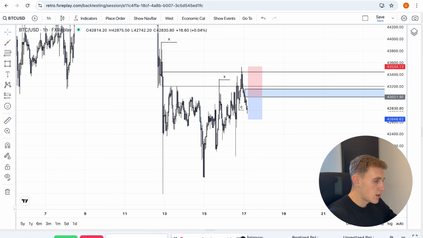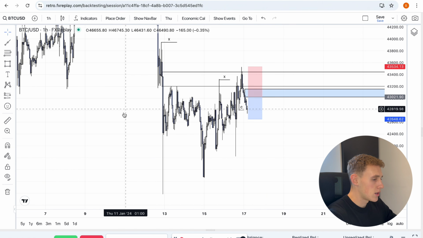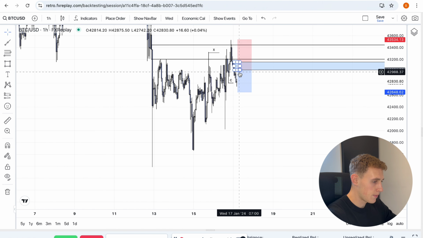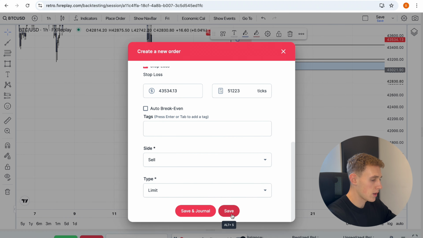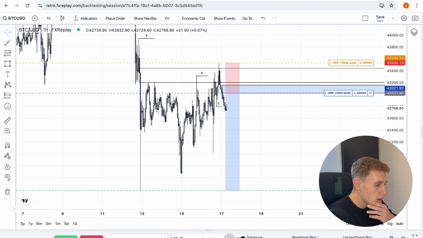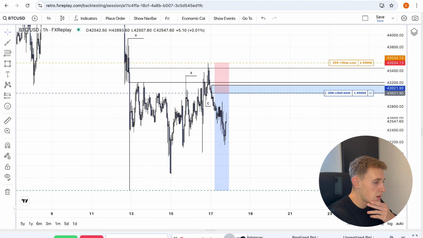And the reason this is still valid, by the way, it took out the top of that supply zone, broke structure, created imbalance. So I'm going to be targeting these lows, and let's see if it tags us in or not.